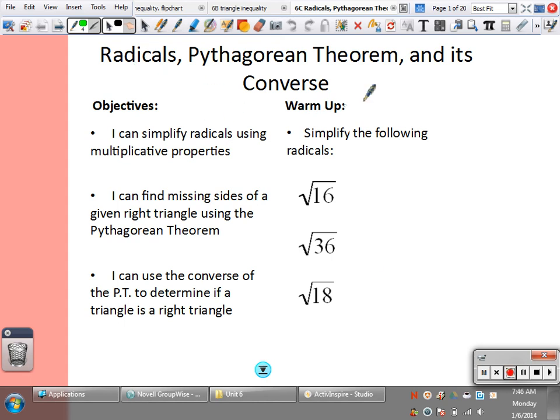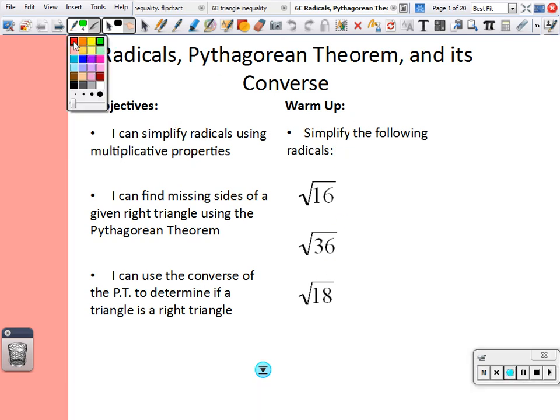Alright, welcome to the notes on Pythagorean theorem, radicals, the converse of Pythagorean theorem. Today here's the objectives for today. These are in your notes. The warm-up, we're going to simplify the following radicals. So these should be pretty easy for us to do.